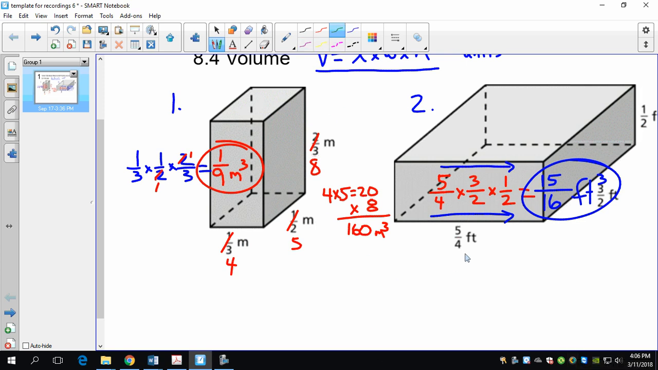Now, not to be undone, let's try to make these regular numbers. Let's say this was 7, and let's say this was a 6, and let's say this was a 3. You've got 7, 6, and 3. We're going to multiply those numbers together. 7 times 6 is 42. 42 times 3 would be 126, and that would be feet cubed.